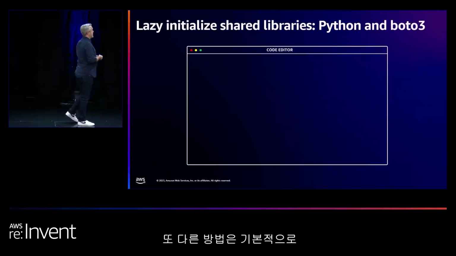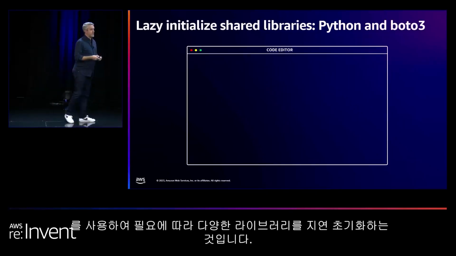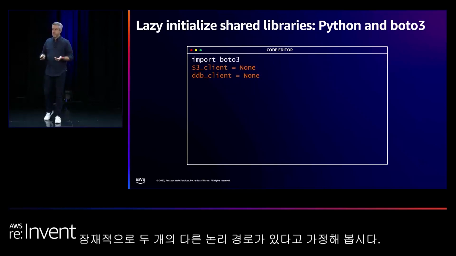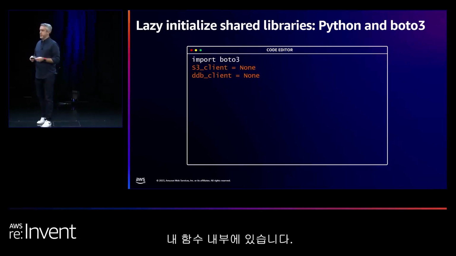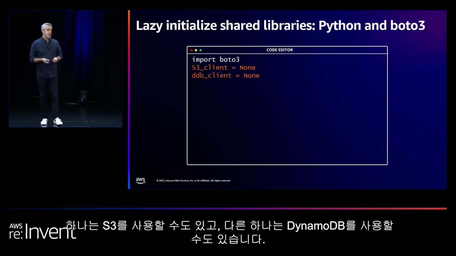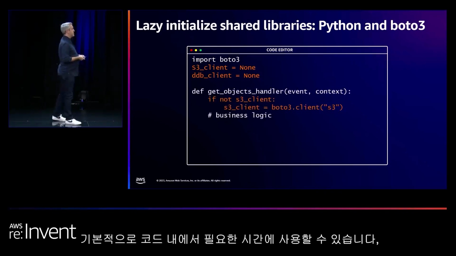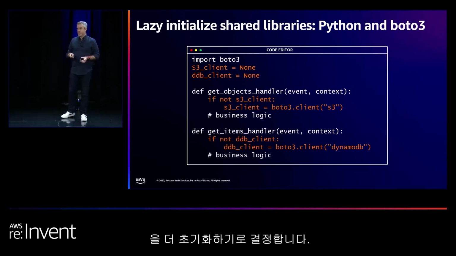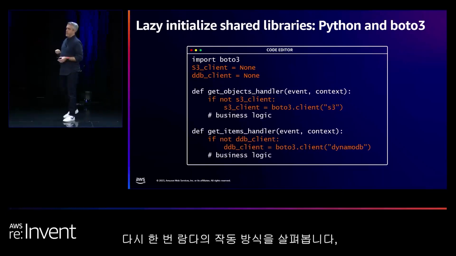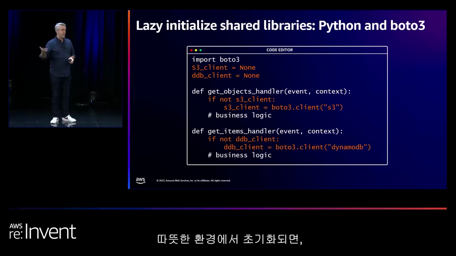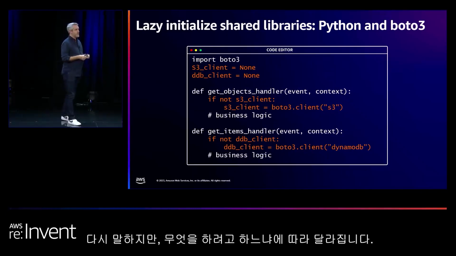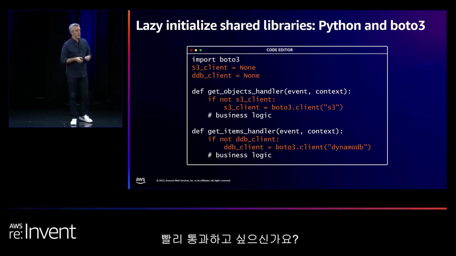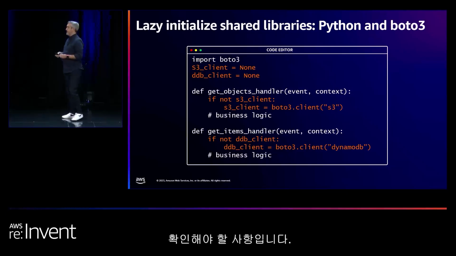Another thing that you can do is to lazy initialize various libraries based on need. So let's say that I have potentially two different logic paths inside of my function. One might use S3, one might use DynamoDB. I can, at the needed time inside of my code, decide to further initialize those aspects. Again, with the way that Lambda works, once they've been initialized in a warm environment, that will stick around going forward. So it depends on what you're trying to do. Are you looking to get through init really fast? Are you looking to get through Lambda invocations really fast? That's something that you should check.